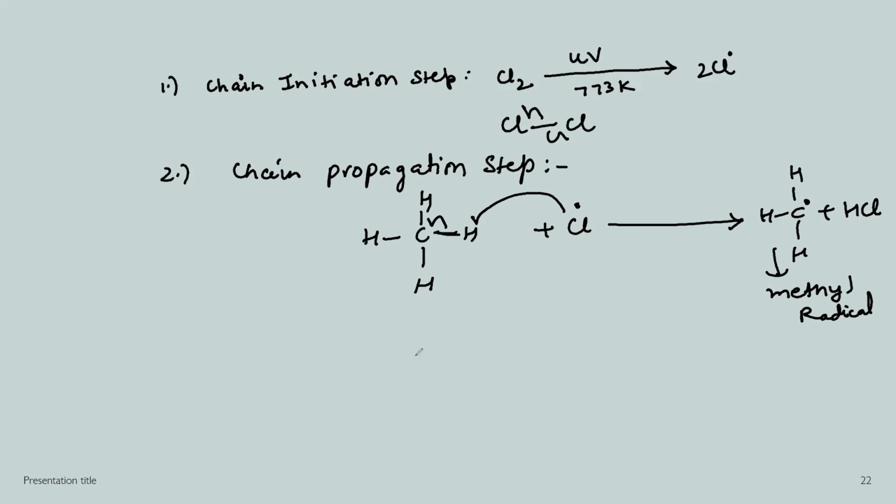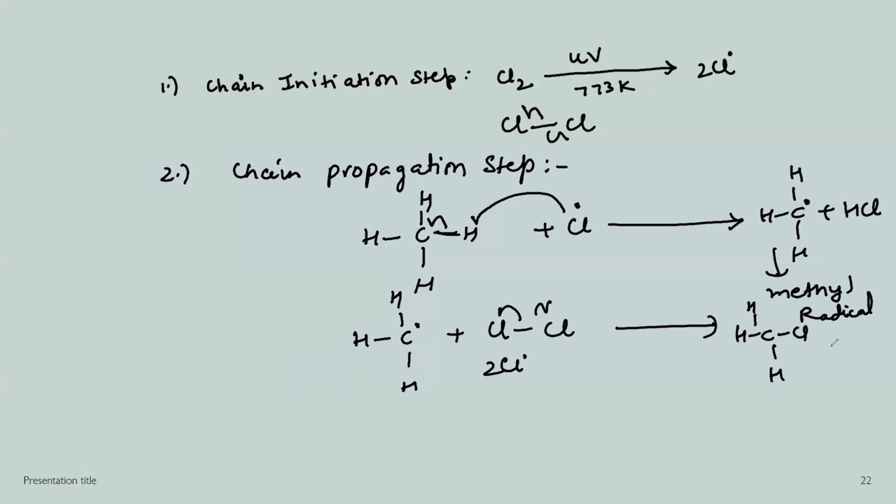There could be another step. For example, this methyl radical can further react with a chlorine molecule like this. So the methyl radical formed can react with a Cl2 molecule. What will happen? This will give rise to chlorine radicals. One chlorine radical will combine with this methyl radical to form CH3Cl plus a Cl radical. So these are the chain propagation steps.